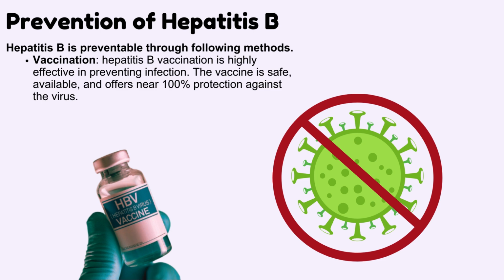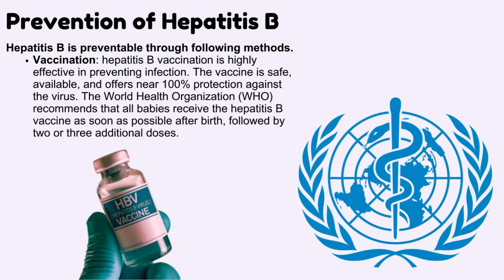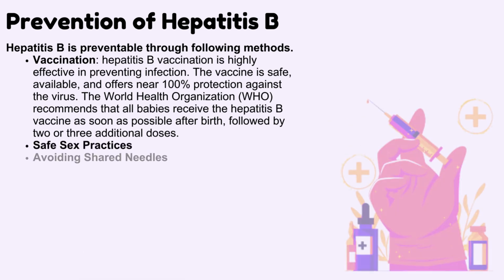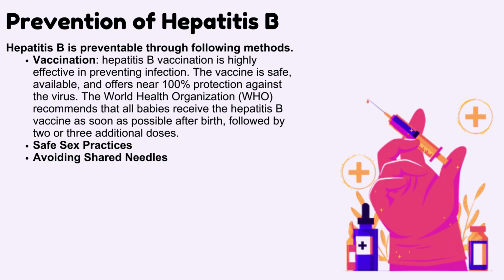The vaccine is safe, available, and offers near 100% protection against the virus. The World Health Organization, WHO, recommends that all babies receive the hepatitis B vaccine as soon as possible after birth, followed by 2 or 3 additional doses. Safe sex practices. Avoiding shared needles.